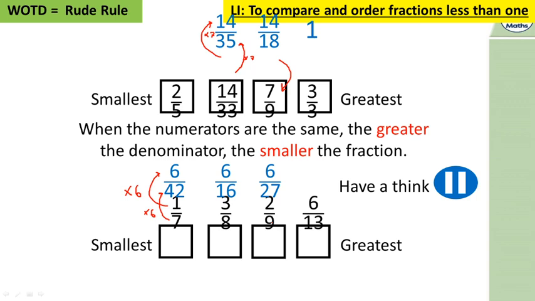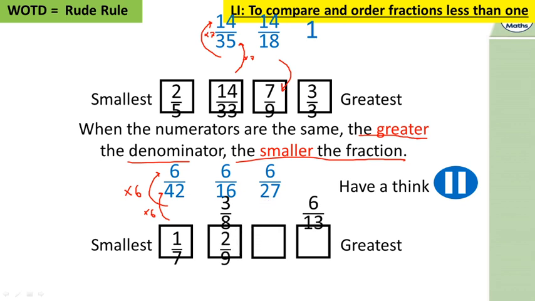So which one's got the biggest number on the bottom? 6/42. So that is the smallest, because remember, the greater the denominator, the smaller the fraction when the numerator is the same. So 1/7 is going to go in there. Which one's got the next biggest one? 27, 13, 16. So 27, because it's got the biggest denominator. When the numerator is the same, it is the smallest fraction. So 6/27, which is equal to 2/9, is the next smallest.